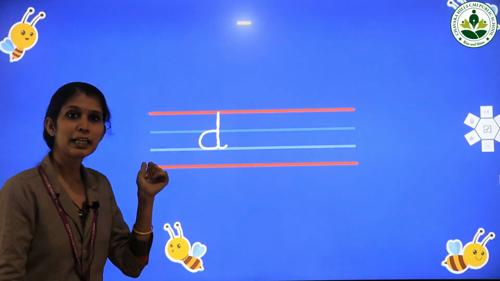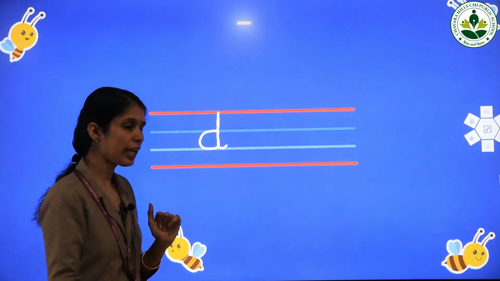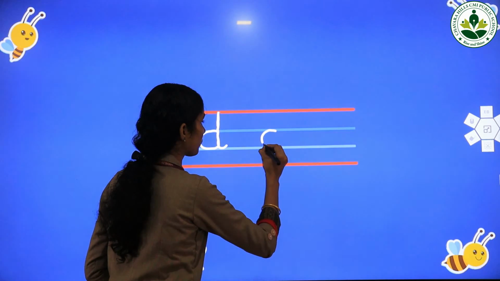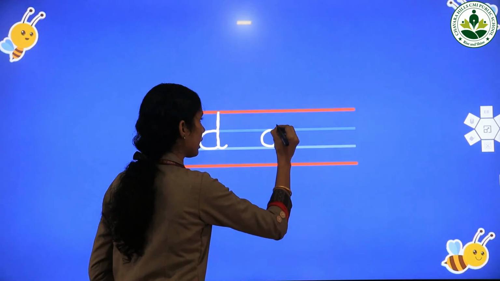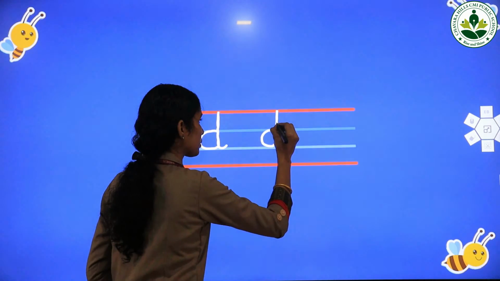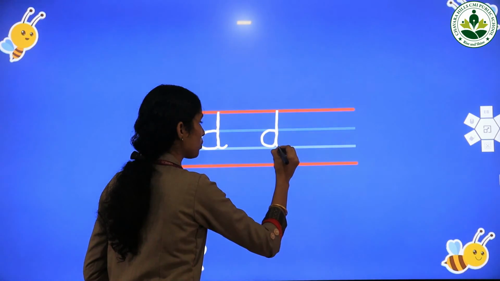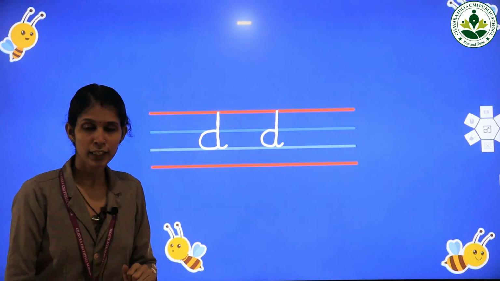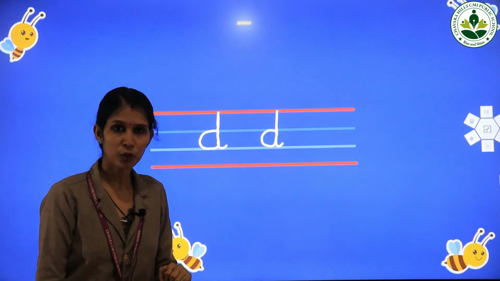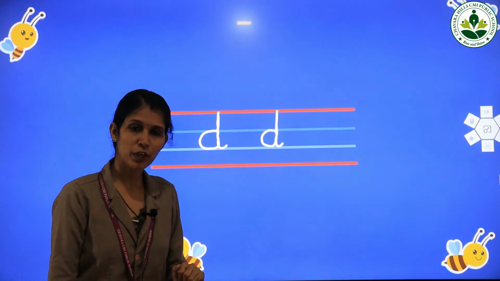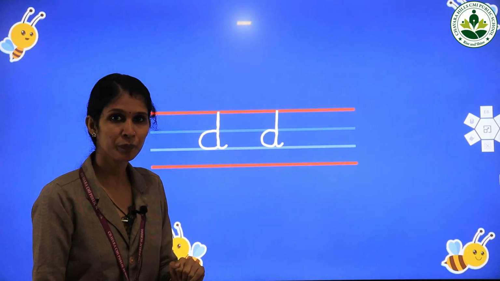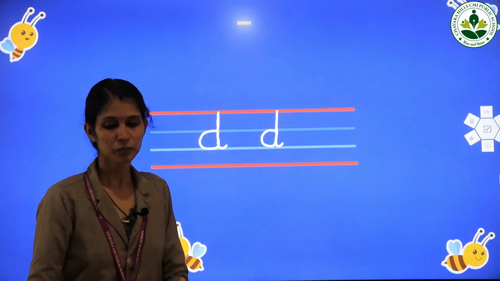Small letter D. Let's trace it again. Draw a small curve and draw a standing line. It comes down and put a small tail. Small letter D. Say aloud. Small letter D. Once more. Very good. Can you say the sound of letter D? Yes, very good children. Now let's check some words.